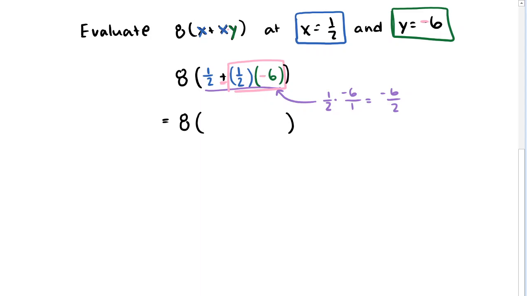And negative 6 over 2, well, this is just saying, take negative 6 and divide it by 2, which is negative 3. When we multiply or divide two numbers, if their signs are different, then the result is going to be negative. So that's going to give us this negative result, and then 6 divided by 2 is 3. So we've got 1/2 plus negative 3.